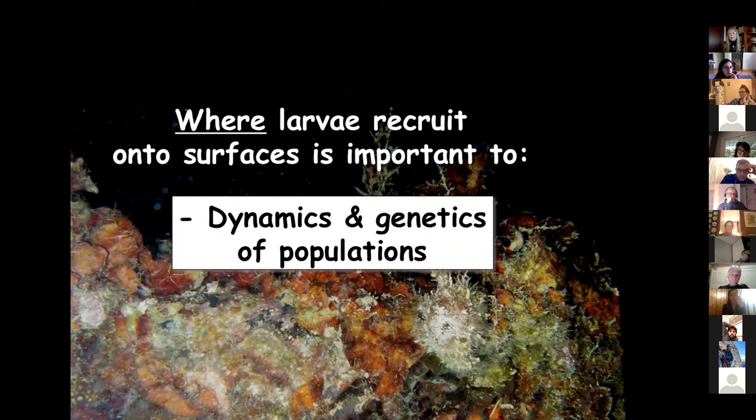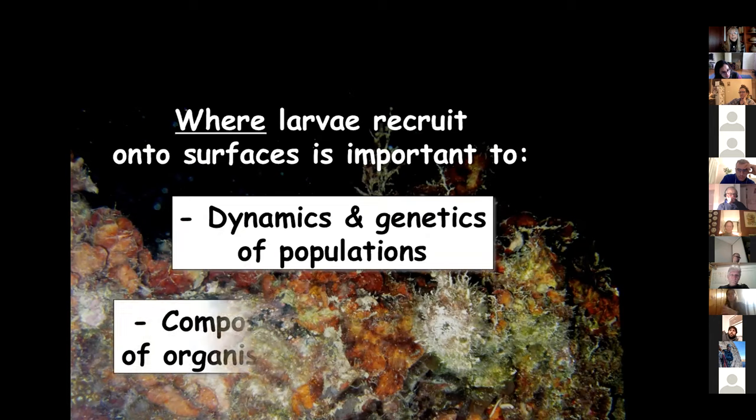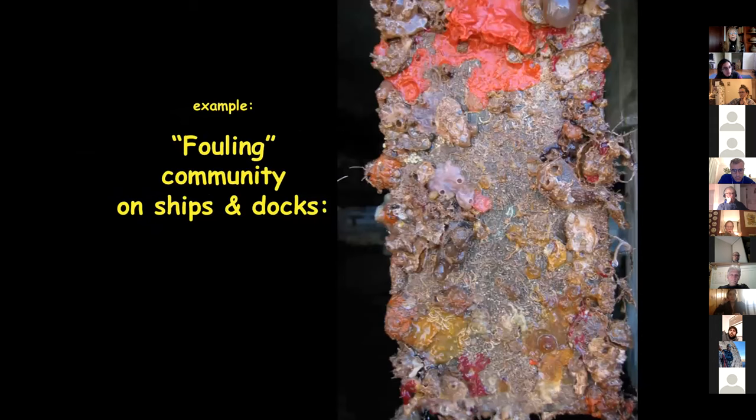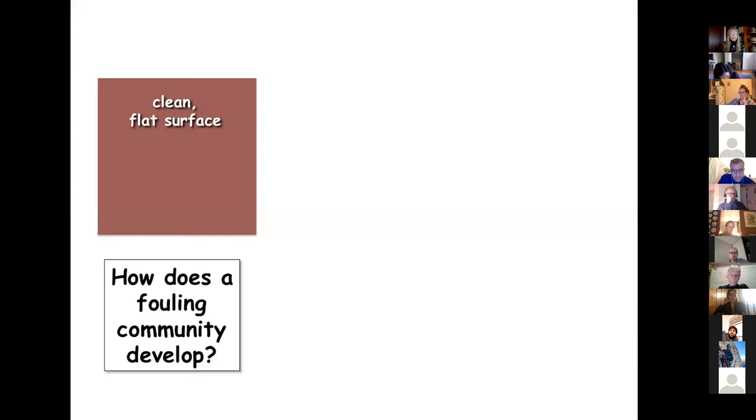One is the dynamics and the genetics of populations of organisms geographically, and the other is that at a particular site, larval recruitment is very important to affecting the composition of communities of organisms living on surfaces. But my concern is how larvae recruit onto surfaces. So I'm going to focus first on the fouling community, which are all these creatures that live on ships and docks.